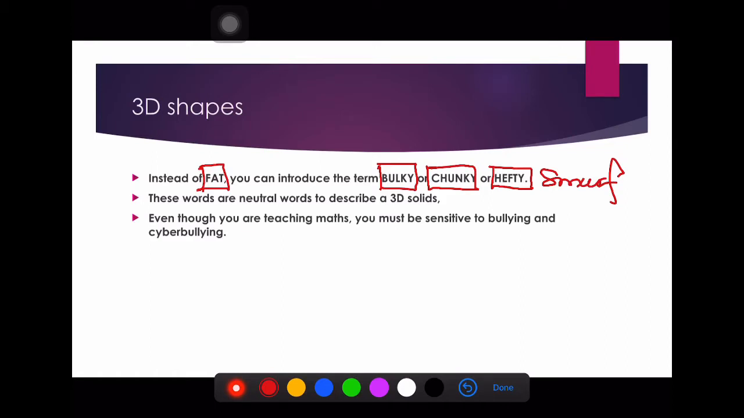Even though you're just teaching maths to this particular class, you have to be sensitive to bullying and cyberbullying as well. If you do find a case, please do not act on your own. Inform the school authorities. Do not take the matter into your own hands.